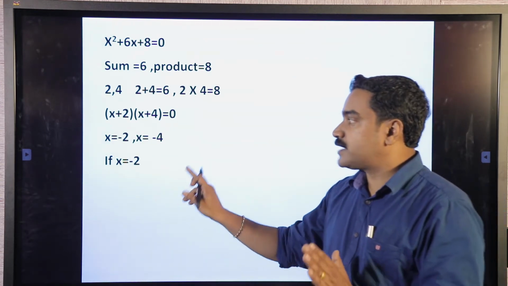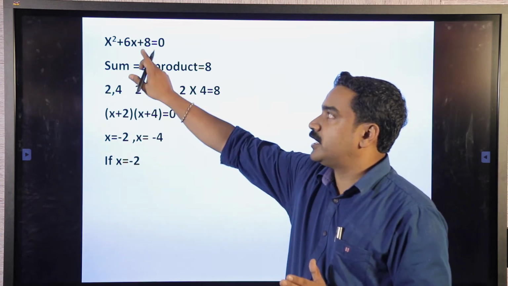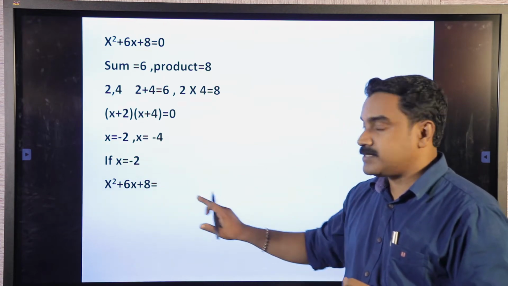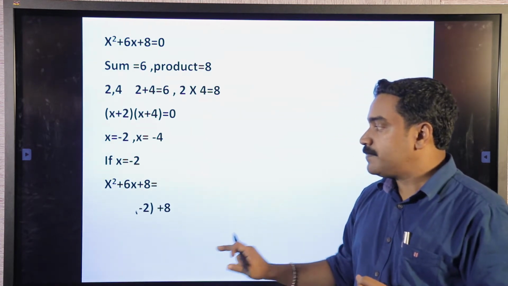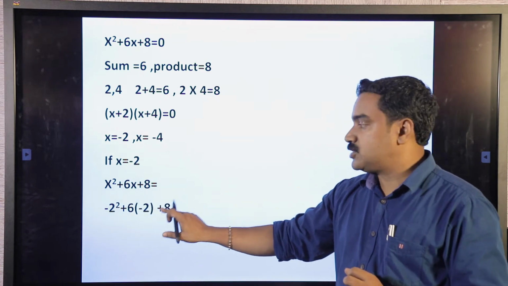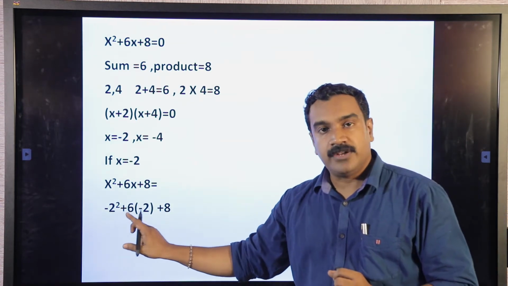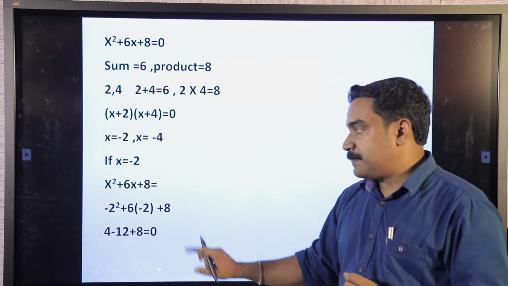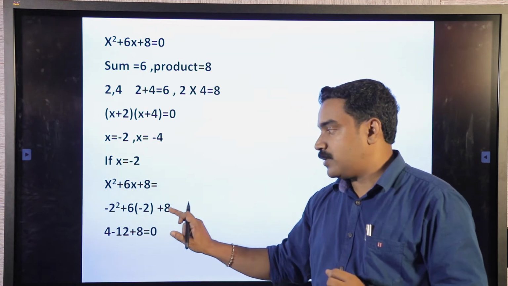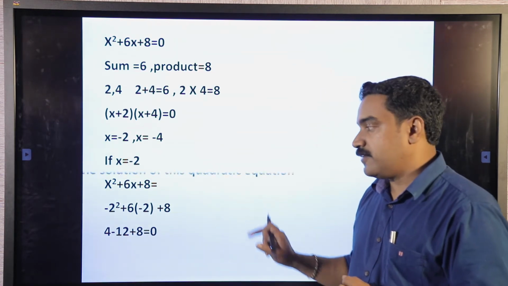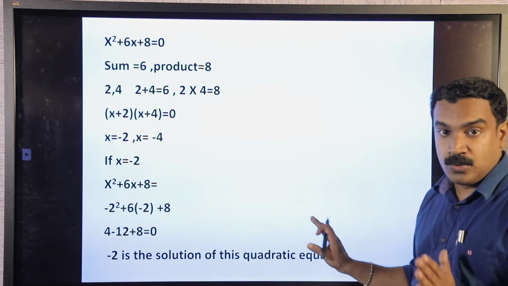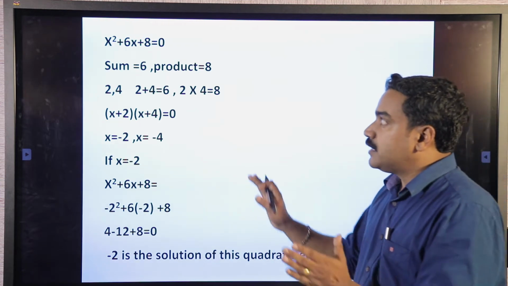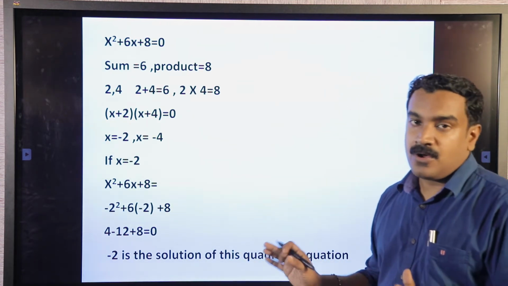Why is it a root? Suppose x equal to negative 2, put this in the equation x square plus 6x plus 8 equal to 0. Then it becomes negative 2 square plus 6 into negative 2 plus 8. What is negative 2 square? Negative 2 square is 4, and 6 into negative 2 is negative 12, and plus 8. So 4 minus 12 plus 8 equal to 0. That's why we can say that negative 2 is the solution of this equation, or negative 2 is the root of this equation. Similarly, we can say that negative 4 is the solution of this equation.